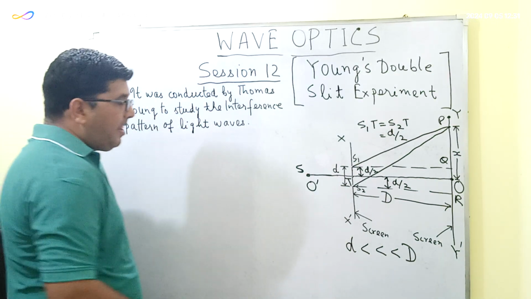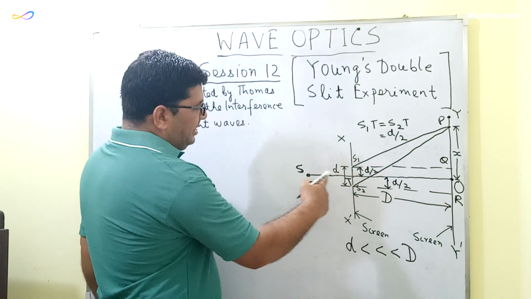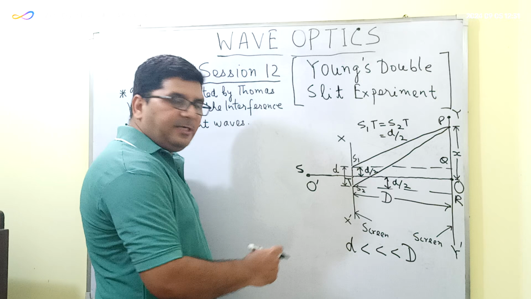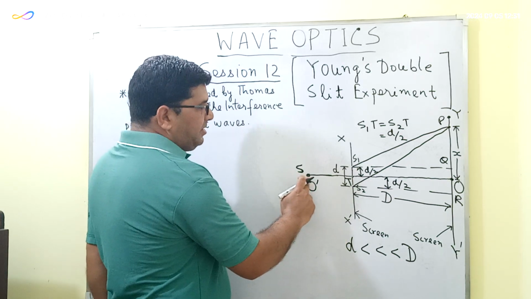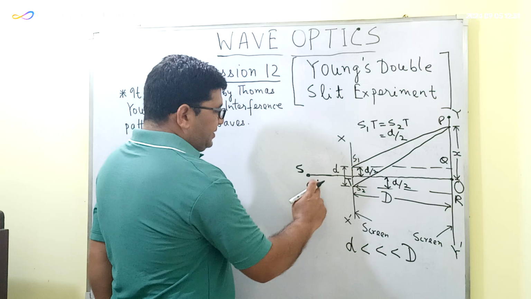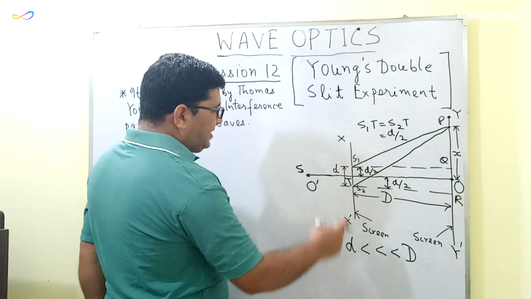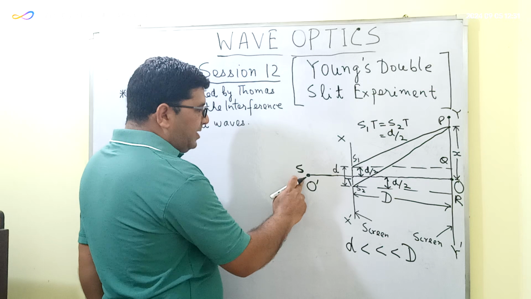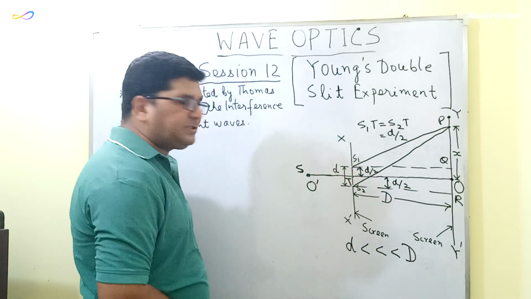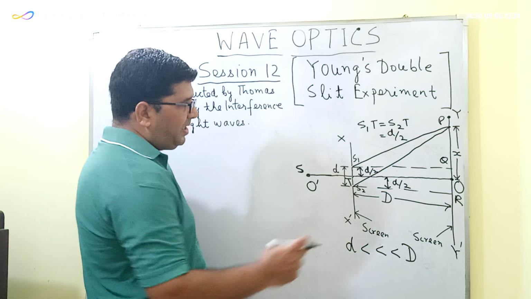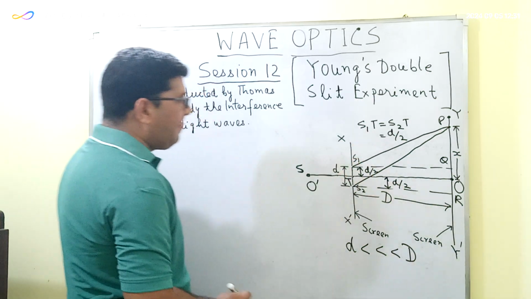Now these two pinholes are illuminated by a single source of light, say S, and this source is placed on the line joining O, the center of the screen Y', and the point O' in such a way that the distance between the two pinholes is divided into two equal parts. So S1D will be equal to S2T, and this will be equal to d by 2.